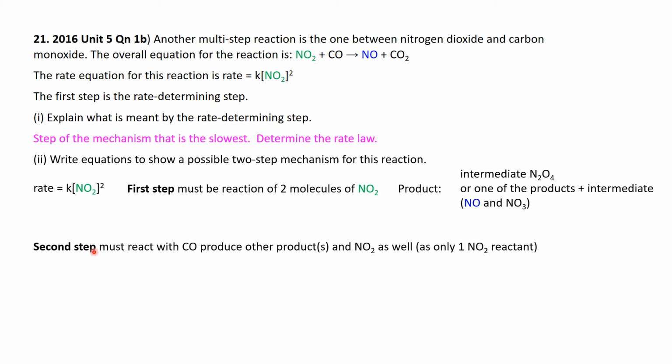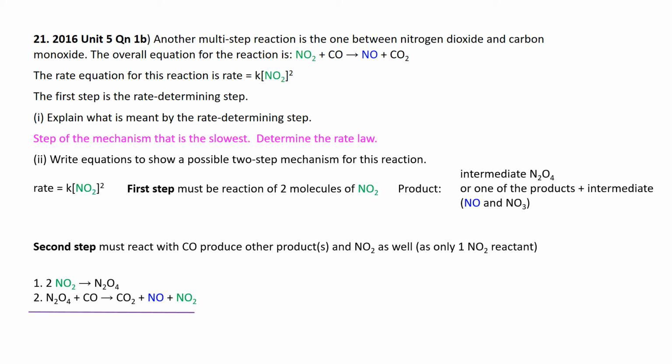Okay, and then as I say, the second step has to produce an NO2, right? And it's also got to react, something's got to react with CO, which is the other reactant that we haven't used yet, to produce whatever the products might be. So in our first step for this possible mechanism, the intermediate N2O4, that's our first step, 2NO2 making N2O4. And then that N2O4 has got to react with CO, because we need a CO in there. Got to make CO2 and NO because those are the products, and then we've also got to make an NO2 to get back to only having an overall of one NO2.